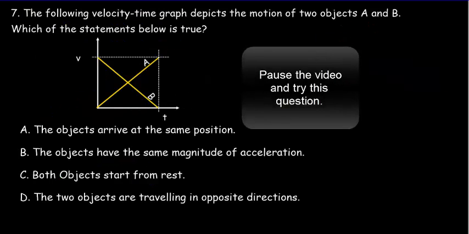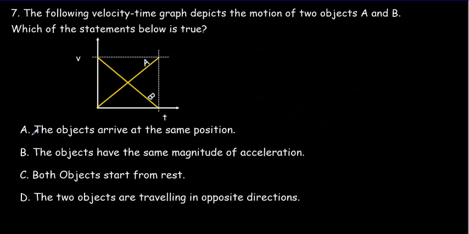Question 7. Pause the video, try the question, come back for the answer. Answer A, the objects arrive at the same position. Well, actually, from a VT graph, we have no idea what the position is, so that can't be said at all. Answer B, the objects have the same magnitude of acceleration.